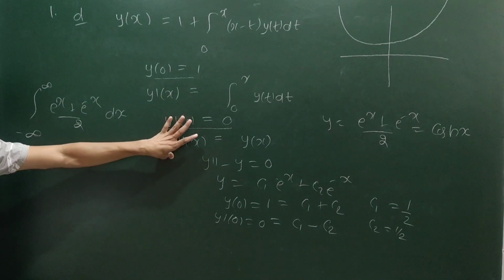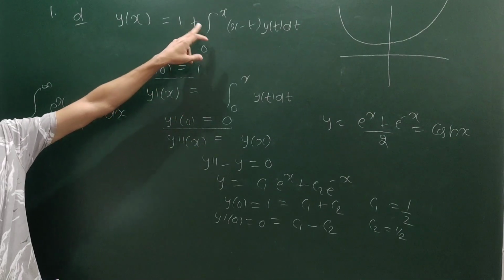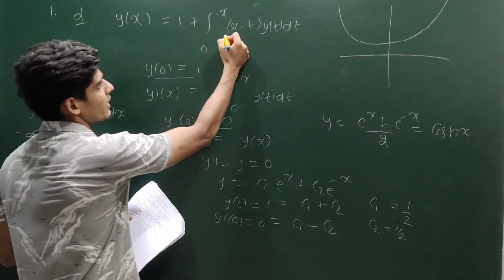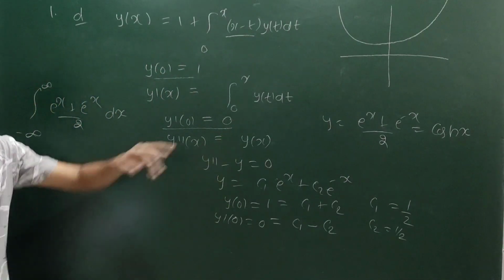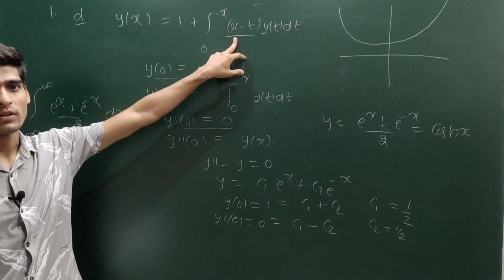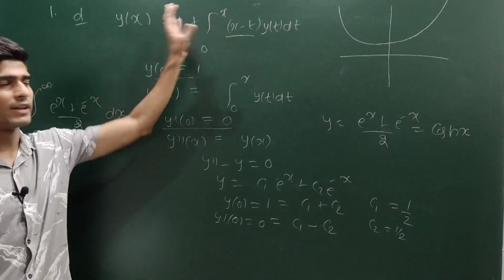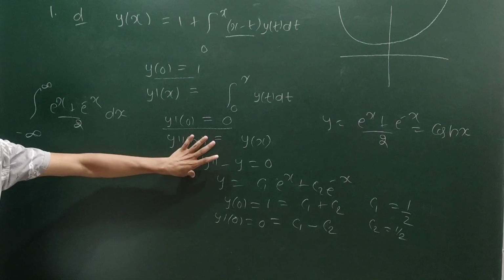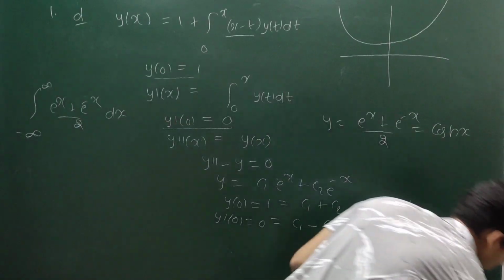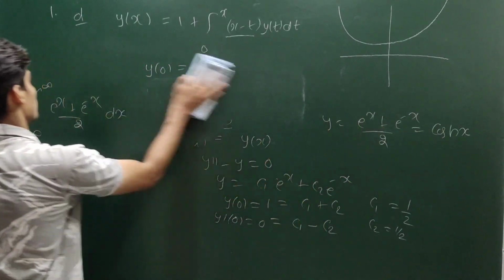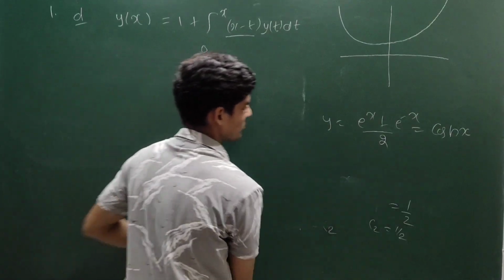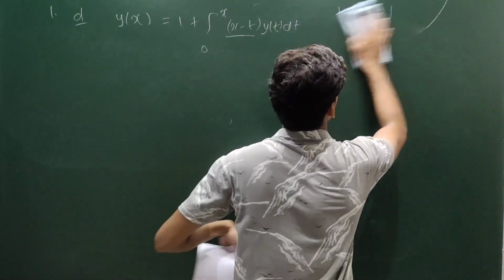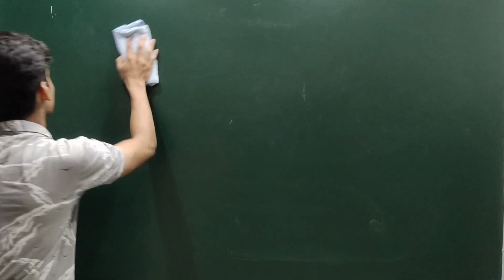This is one method, and there is another method. If you apply the Laplace transform, because this kernel is a convolution kernel, a convolution type or difference type, it will give you the solution within 3 to 4 lines. But this is again an easy method. So either way you want, you can do it. Laplace will give you the same solution. So this is question number 1.